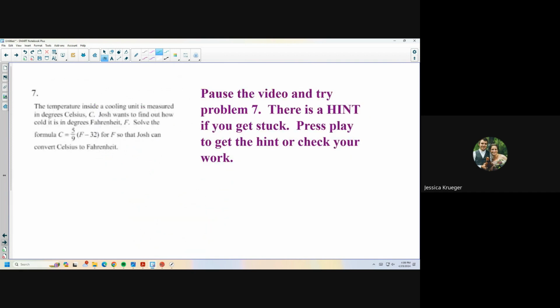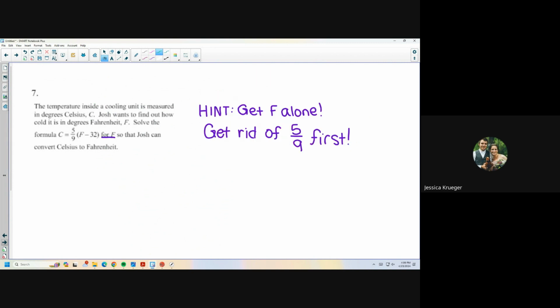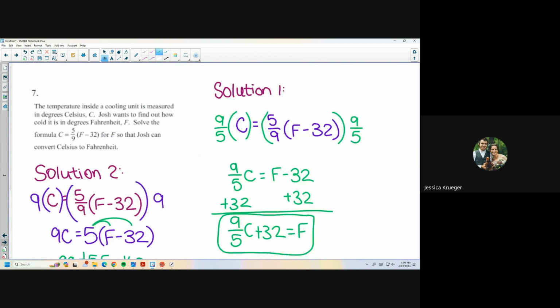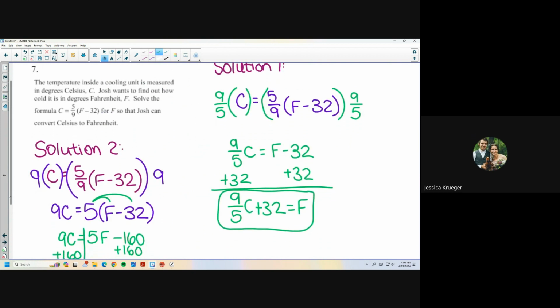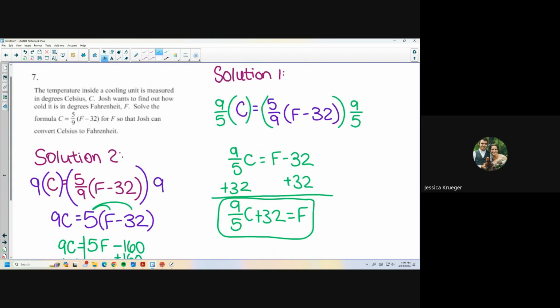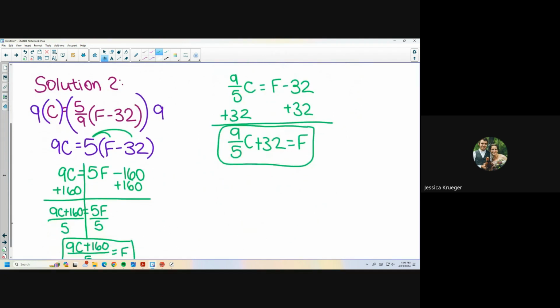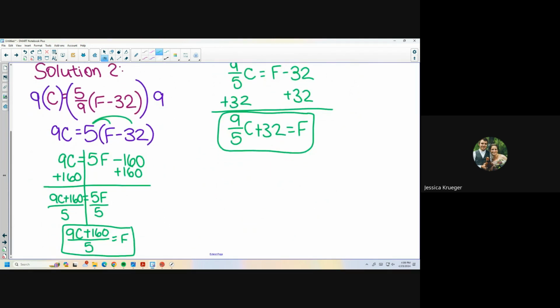Okay, last one. Here comes your hint. There's 2 ways to get rid of 5/9. Here comes your solution. I showed 2 ways, okay? Solution 1 is multiplying by the reciprocal, 9/5. Solution 2 is getting rid of that denominator first.